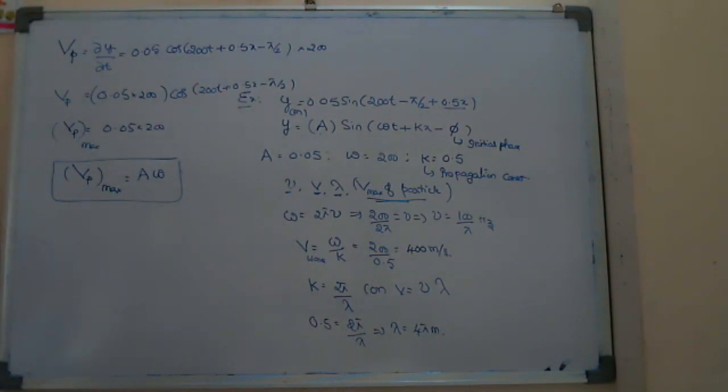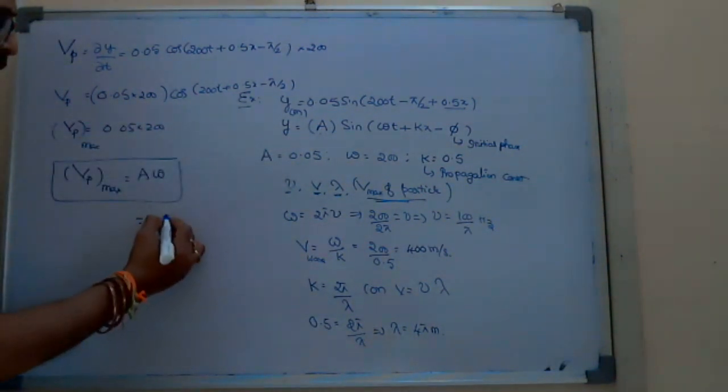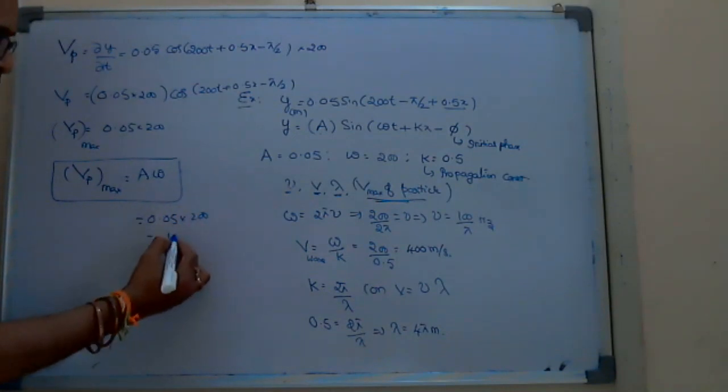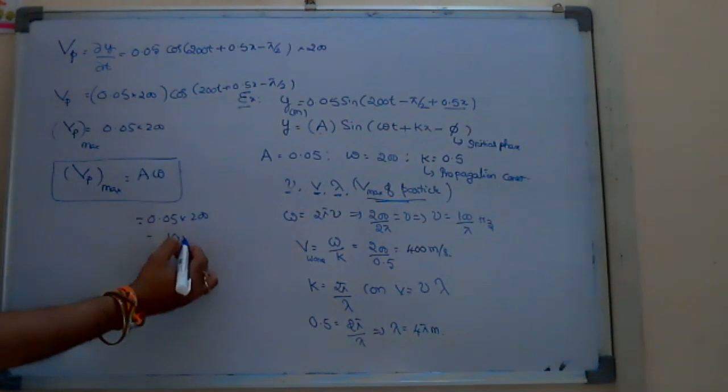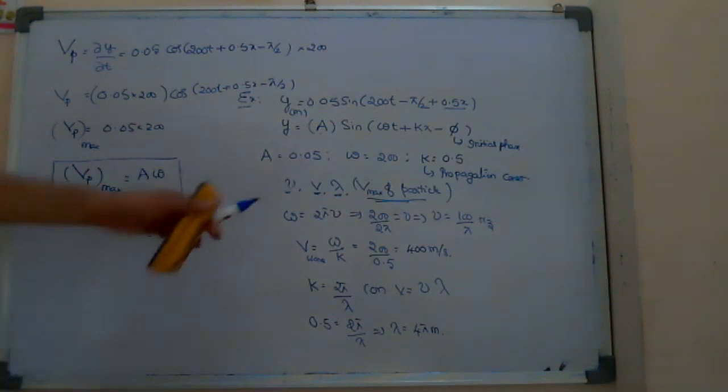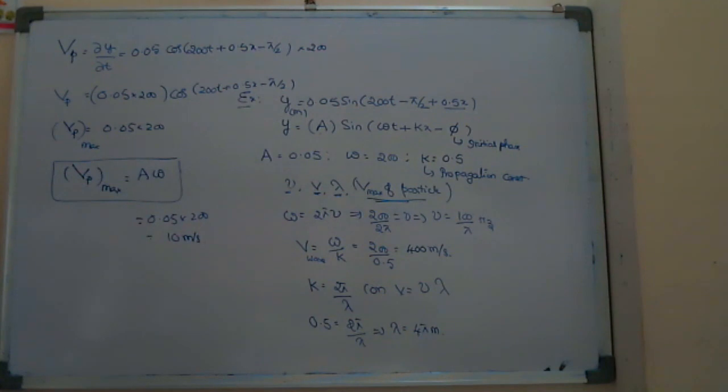Formula wise, without differentiating or doing anything here, directly if you remember this formula, you can write A already I know that is 0.05 into omega is 200. This is nothing but 5 twos are 10, 10 meters per second. Straight away you can write. These are the ways how to write the maximum velocity of particle, frequency, velocity, and lambda.